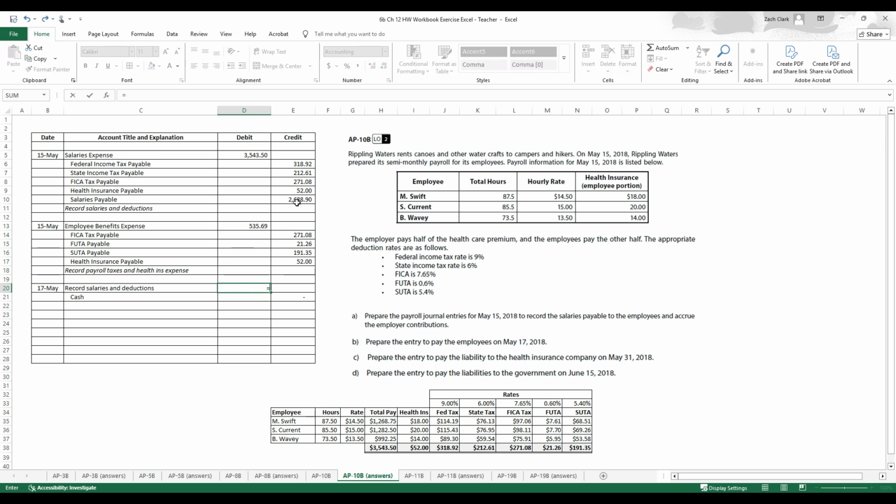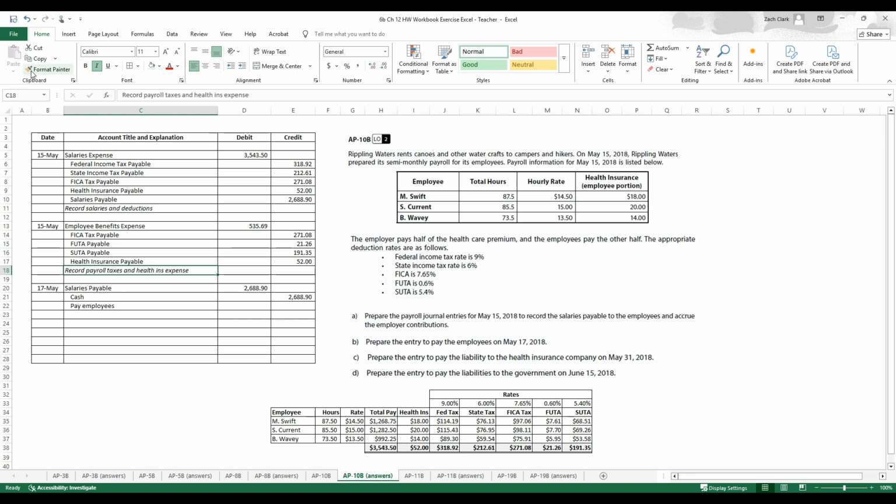So now when we actually pay the employees, we reduce our liability to them and we pay them cash, right? That's how that works. So we'll just say pay employees. So this is them actually getting checks. And then here I'm just going to copy that in so we have the format.